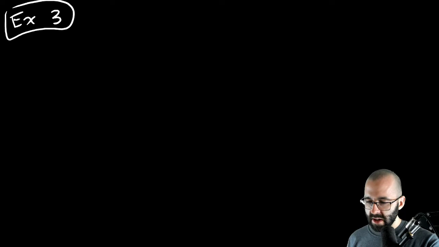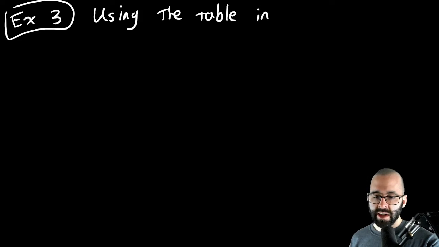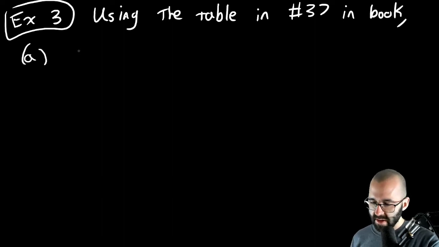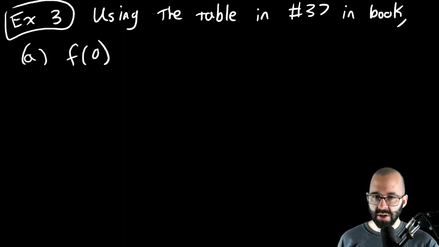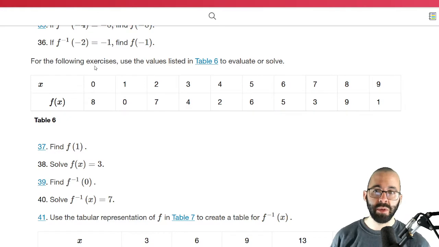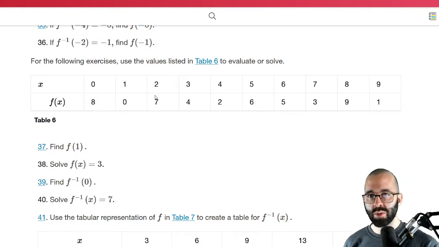So let's go ahead and apply that with another example. Using the table above, or table in question 37 in the book, answer the following. Find f of 0. If you want to take really good notes, I'd recommend maybe pausing the video right now and copying this table down. This table that we have up here is what we're going to be using for these problems.